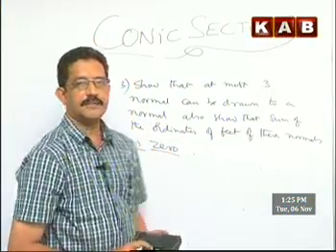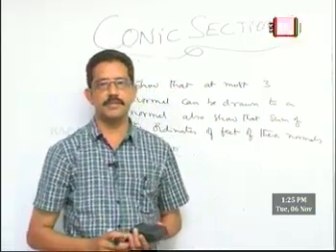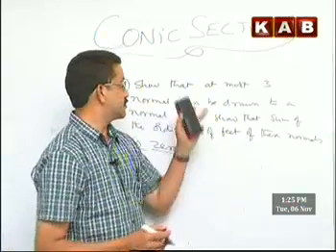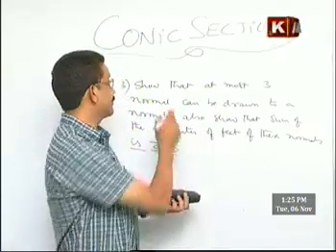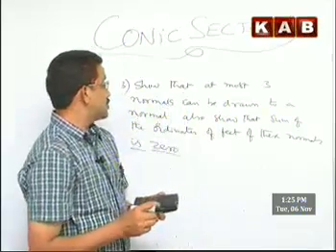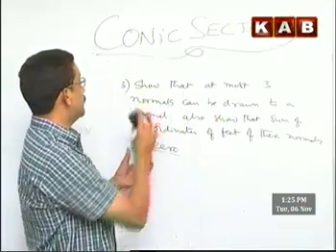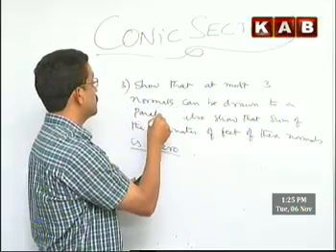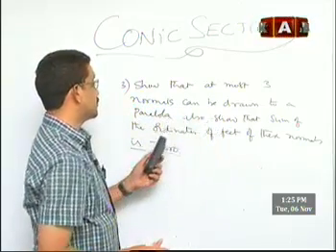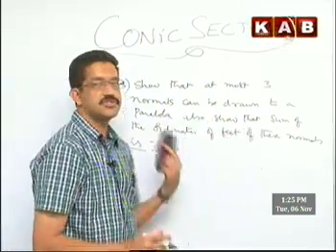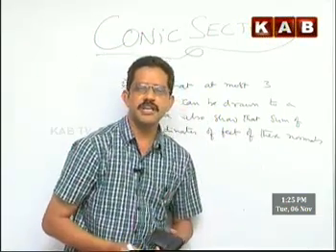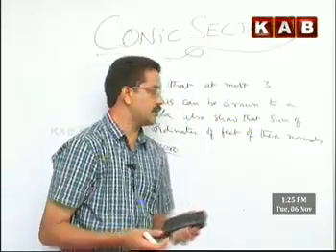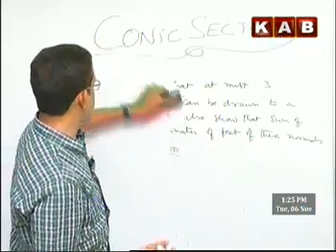You can see the thing here, please. The question is somewhat confusing. Show that at most 3 normals can be drawn to a parabola. There is a small correction: to a parabola. Also show that the sum of the ordinates of the feet of these normals is 0. Very simple idea. Let us take it now and do it. You will understand how we can do it.